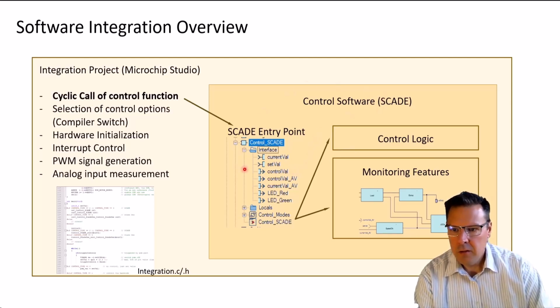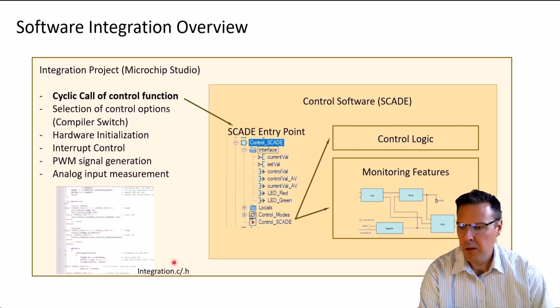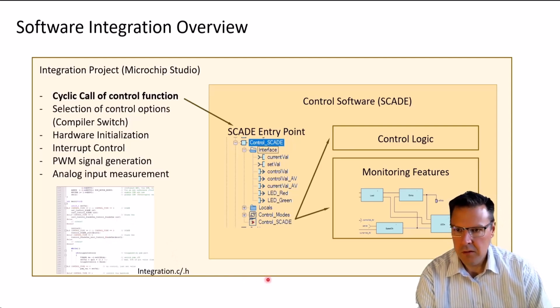Inside SCADE, we are now in this inner SCADE block here. It is again subdivided into a control logic and into the monitoring features. I will get to that later again. We are here just in the integration world. And last but not least, in addition to the SCADE sources, we have only here one C file, integration.c, and integration.h. So one C file, one header file to do all this integration stuff.